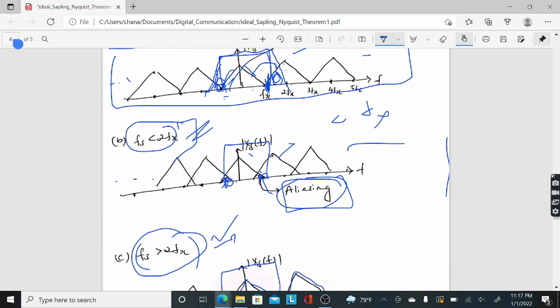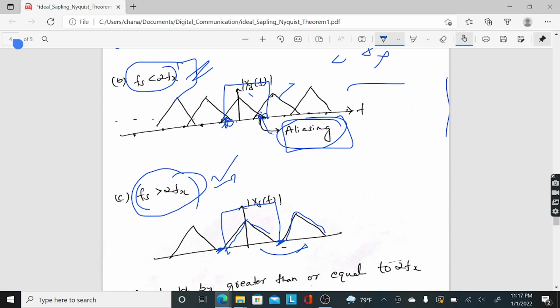But if you use this case where fs is greater than 2fx, there is a gap between these additional frequency components. So if I use a transfer function which is 1 from minus fx to plus fx, and there will be a fall off of the transfer function, the gap allows this fall off to occur without any additional frequency components getting into the output signal. So in other words, I can recover the output signal without any distortion.